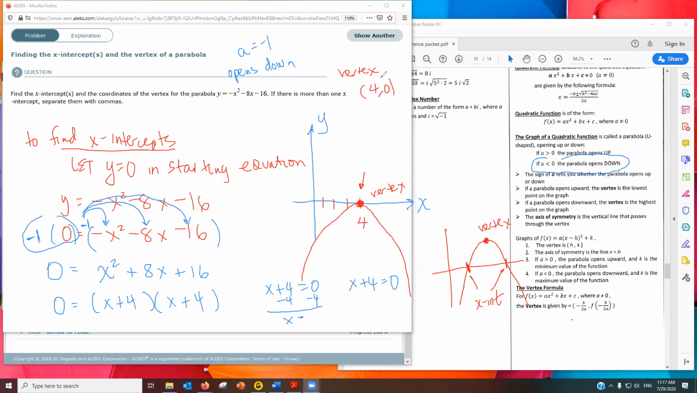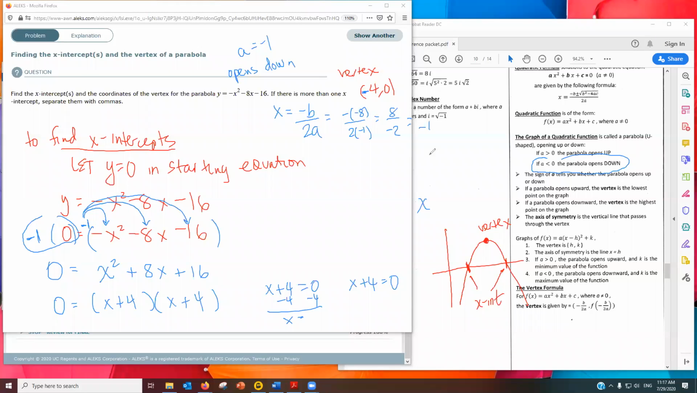Yeah, let me double check. Oh, you know what? I mistakenly wrote the vertex as 4, 0. When we found the vertex, it was -4, comma 0. So I forgot it was -4. My mistake. Just to remind you what we did a few minutes ago, we worked out x equals -b over 2a to find the vertex. I shouldn't have erased that, I guess. And we ended up with negative of -8 over 2 times -1. That was 8 over -2, which was -4.